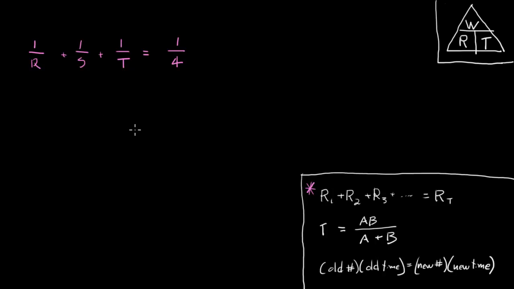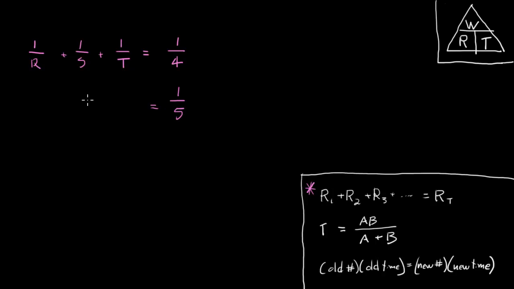Next sentence. S and T working together at their respective rates can do the same job in 5 hours. So S and T, just those two machines working together, can do the job in 5 hours. So what's their rate? What's the S and T together rate? Well, they do one job in 5 hours. So their rate is a fifth of a job per hour.